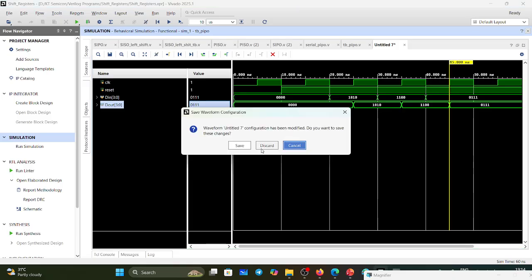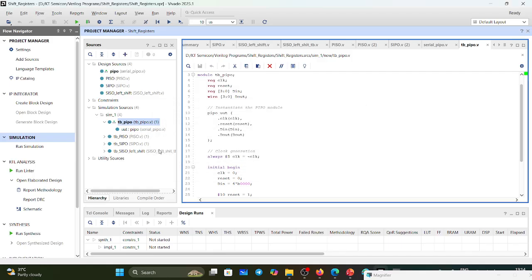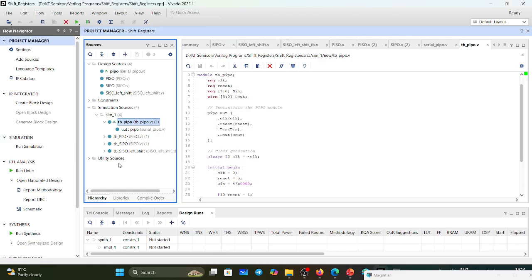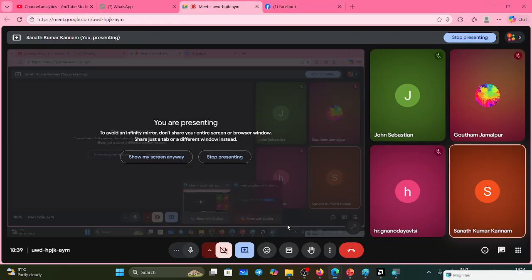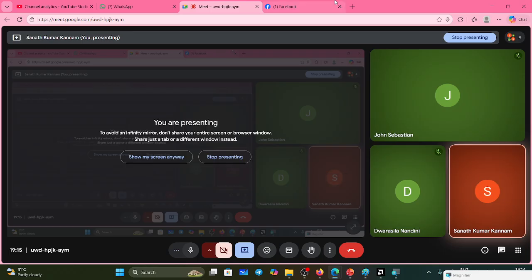So we see in all the cases, that is serial in, serial out, left shift, and serial in, parallel out, parallel in, serial out, parallel in, parallel out. Is this fine? Any doubts or queries in this? Is the coding fine? Yes, fine. What about others?